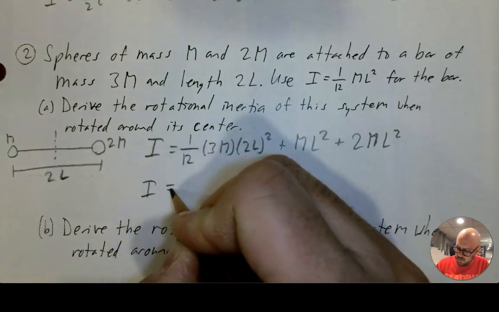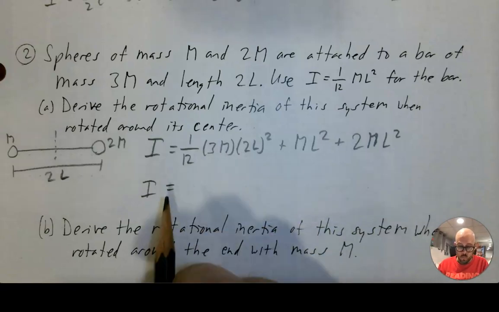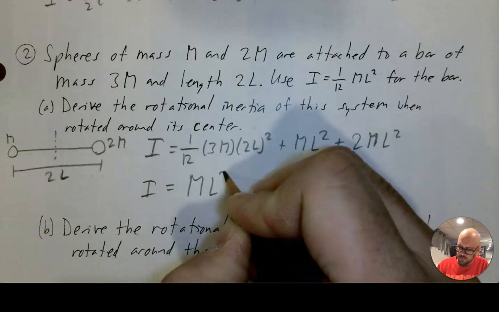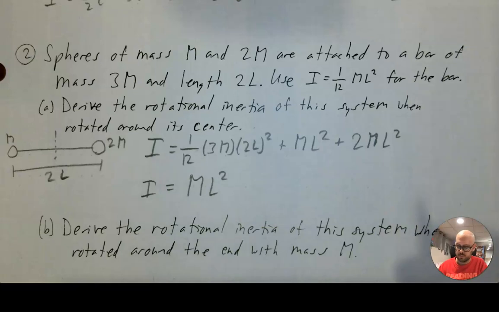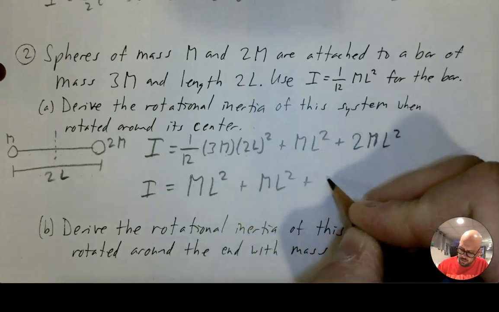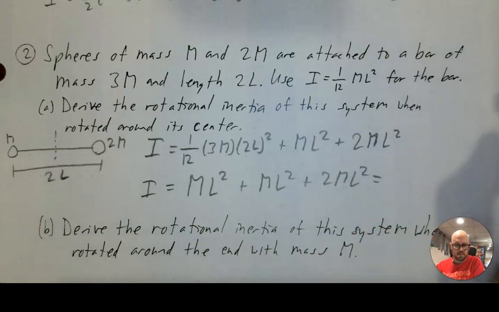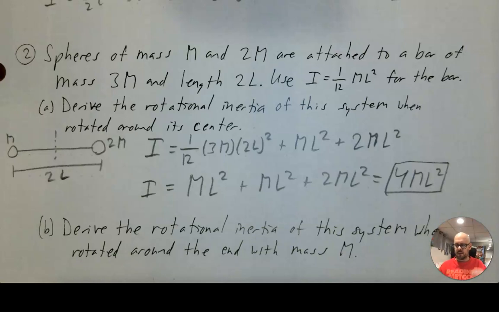So 1/12 times 3 times 2 squared is actually 1. So the rotational inertia of the bar is ml squared. 2 squared is 4, times 3 is 12, times 1/12 is 1. Plus ml squared plus 2ml squared. And so the rotational inertia of this whole system is 4ml squared. So that's when rotated about its center.